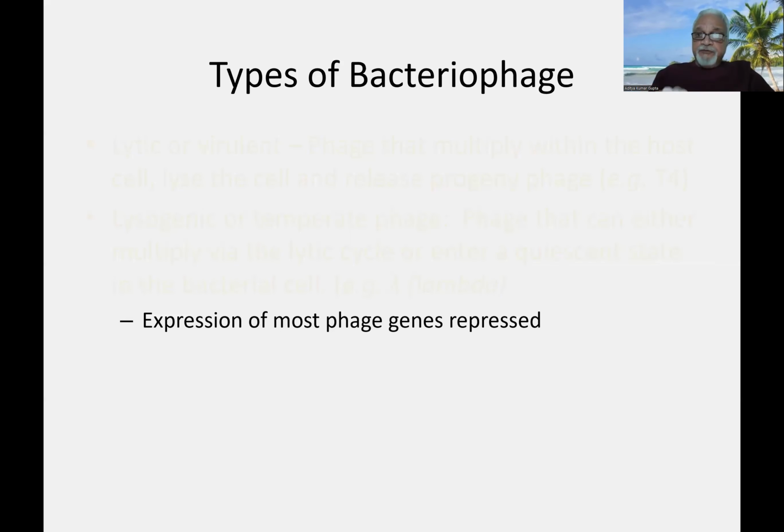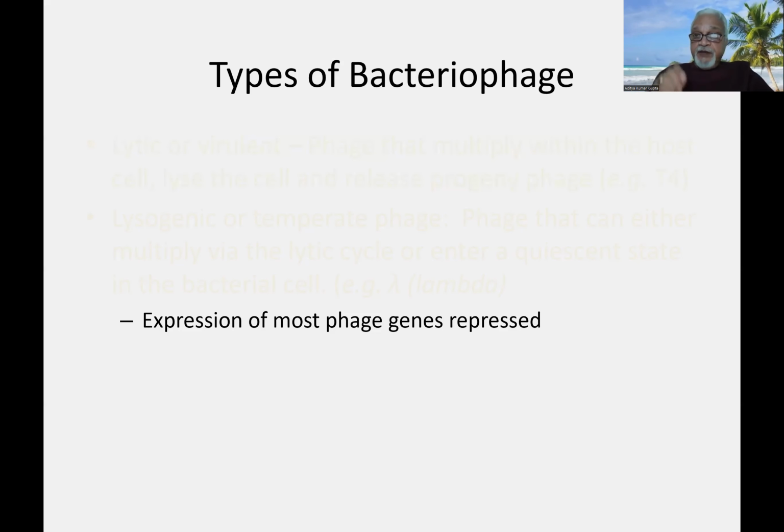Now, the question is how it remains quiescent in the host chromosome. The expression of the viral genes remains repressed. None of the viral genes gets expressed so long as it remains in the host chromosome. But then what induces the lytic cycle in these lysogenic bacteriophages?